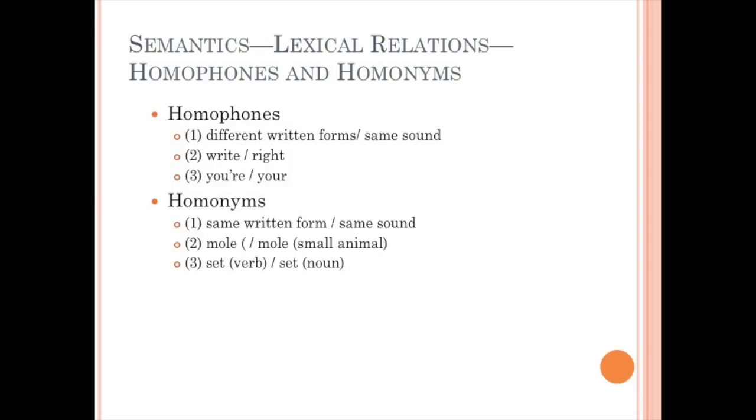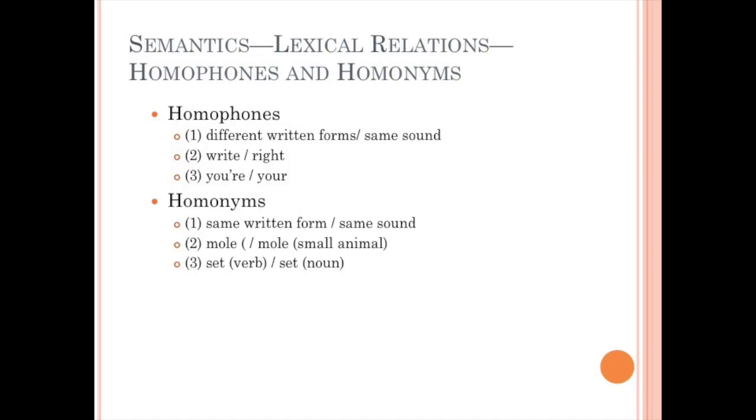Both homophones and homonyms involve sameness. One involves the same sound, one involves the same name. So the homophone has different written forms but the same sound. The homonym has the same written form and the same sound. So some examples for homophones would be right, as in I write or to write, and right as in correct. They have the same sound but different written forms. Homophones that often get confused would be your and you're.